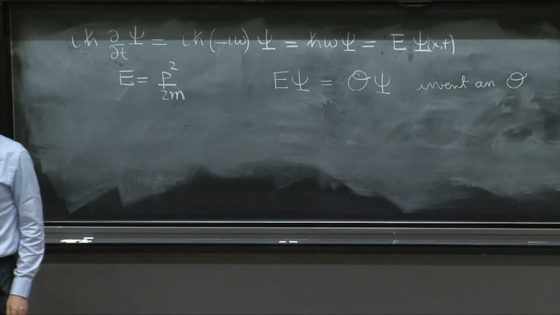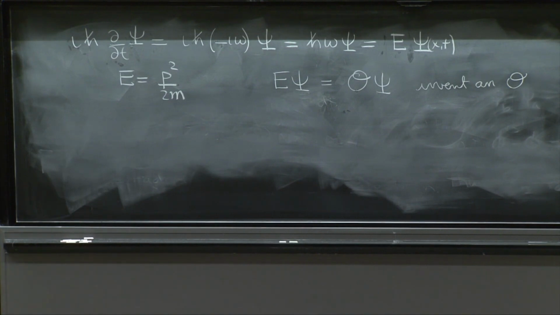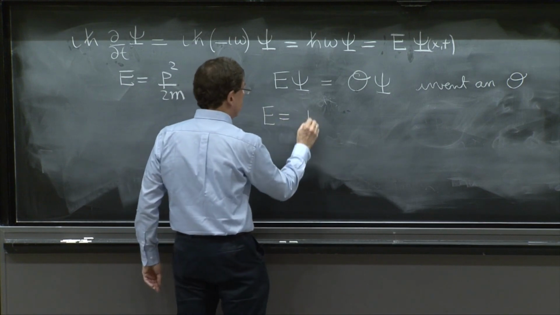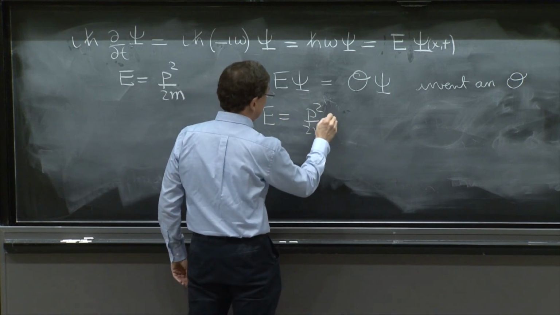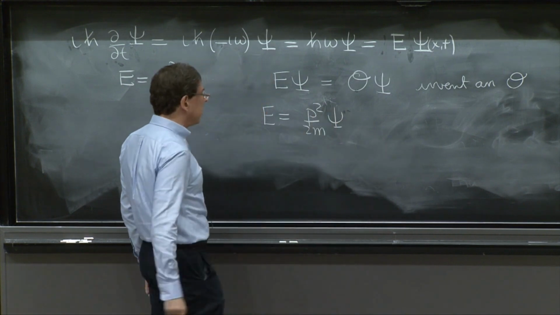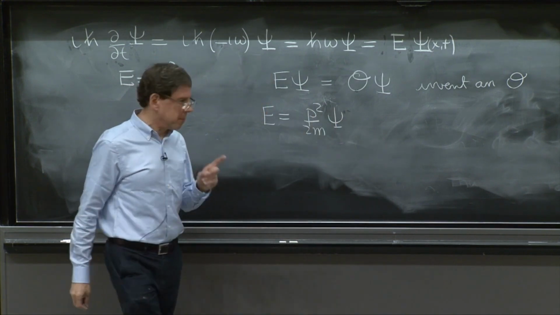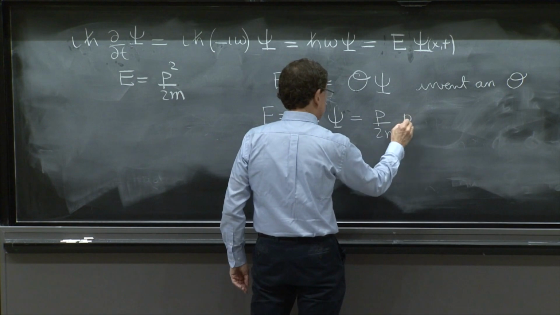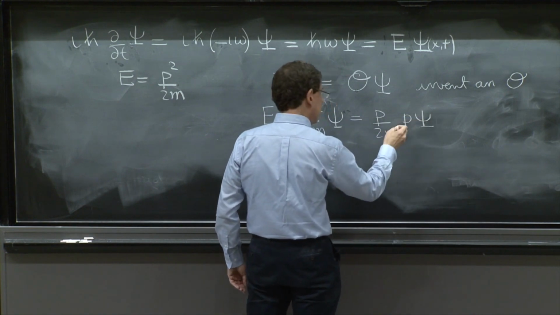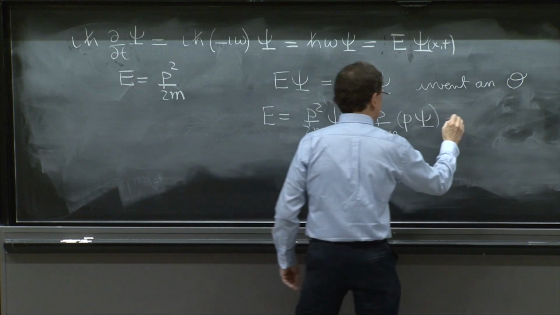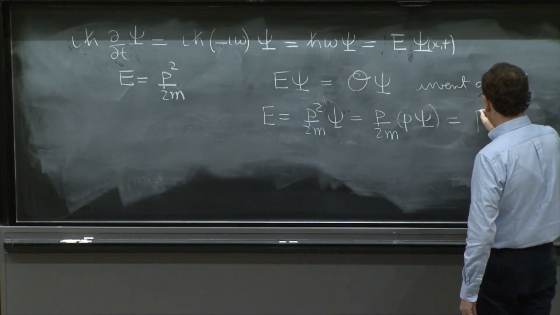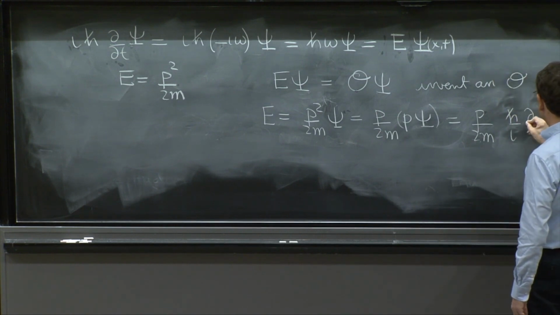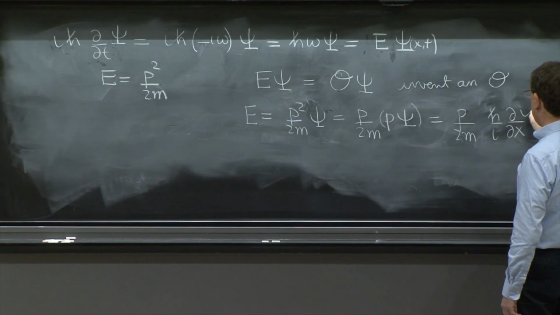So how do we do that? Well, E psi is equal to p squared over 2m times psi. It's a number times psi. But then you say, oh, p, but I remember p. I could write it as an operator. So if I have p times psi, I could write it as p over 2m, h bar over i d/dx of psi.